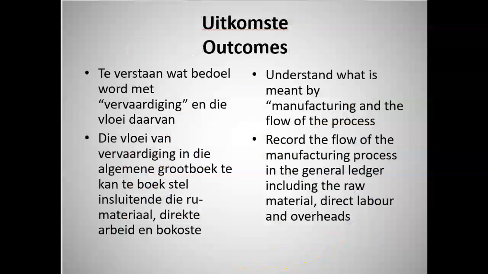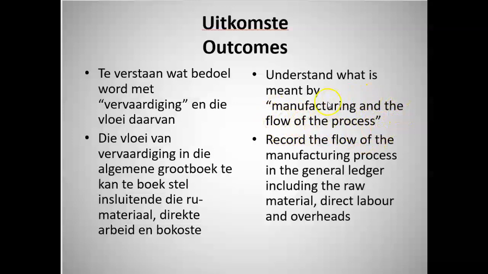Now, what do we want to achieve by doing this module? Number one, we want to understand what is meant by manufacturing and the flow of the process. We had the rubber sheets, and then we added to the rubber sheets some steel wire, some textiles, etc. And then there was a whole process that took place in order to convert this raw material into the final product, which is the Michelin tire. So that is what we mean by the flow of the process. Where do I start in order to achieve my end result? And my end result is going to be the finished product.